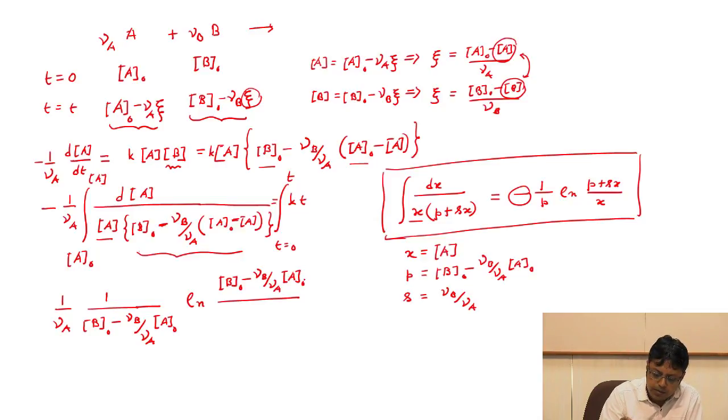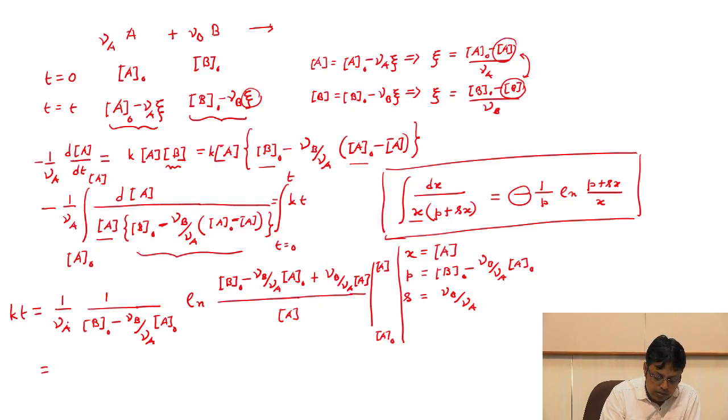That is the p. And p plus sx is nothing but what we have written, this entire part. So that was p, and then I had nu b by nu a into a, and it is divided by x. X is nothing but a. Now remember, this is just the integral, so I have to evaluate it between a equal to a0 and a equal to a, and that should be equal to, the right hand side integration is pretty straightforward, kt. So kt is nothing but this.